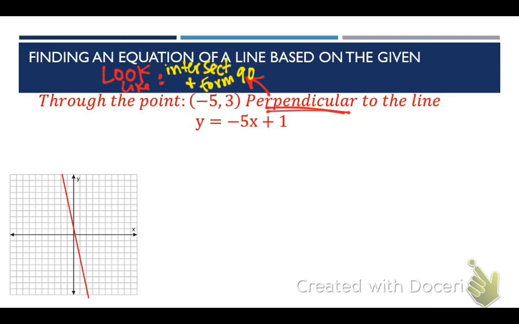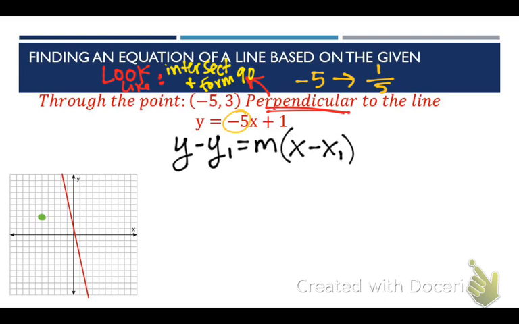So we have the point -5, 3. Our line should go through this point, intersect the line that we were given, and make a 90-degree angle. So let's start. What's my first step? Find the slope. What is my current slope of the line they gave me? -5. So we need the perpendicular slope, which will be the opposite reciprocal. What is the opposite reciprocal of -5? 1/5. So we're going to use that and move on to the next step, which is use your formula.